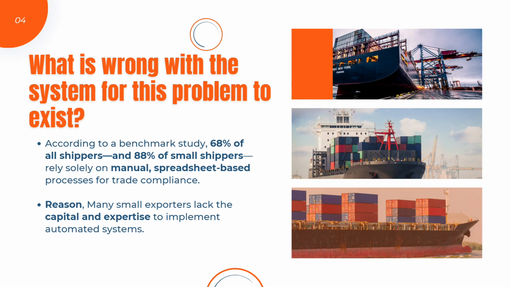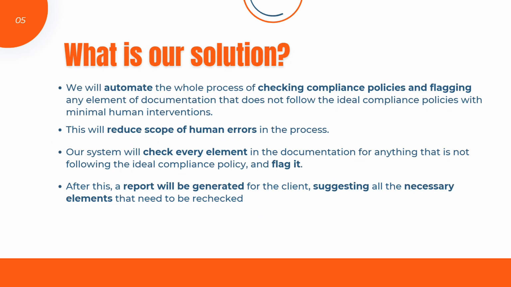Now, what is wrong with the current system for this problem statement to exist? According to a benchmark study, 68% of all shippers and 88% of small shippers rely solely on manual spreadsheet-based processes for trade compliance. The reason being, many exporters lack the capital and expertise to implement automated systems.